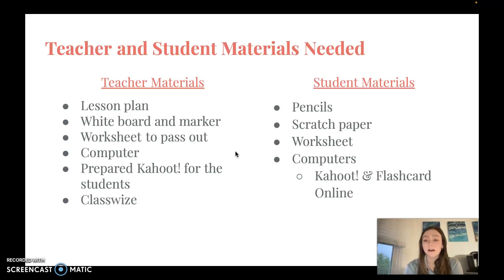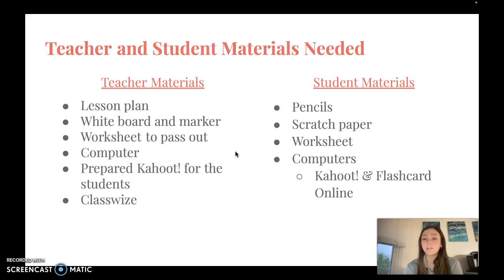So for this lesson that I put together, the teacher will need the lesson plan that I have created and will submit in another document, a whiteboard and a marker, a worksheet for the class, and their computer. They will need to prepare a Kahoot, and they will also need to be using the online tool ClassWise, and we'll go over those in a little bit.